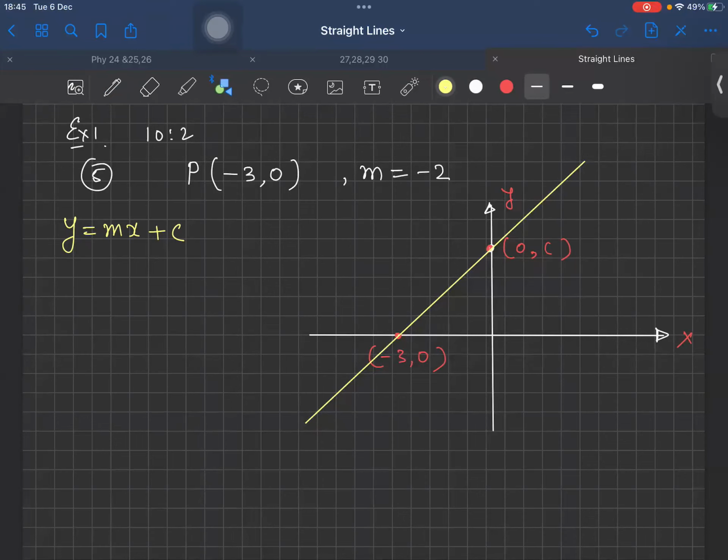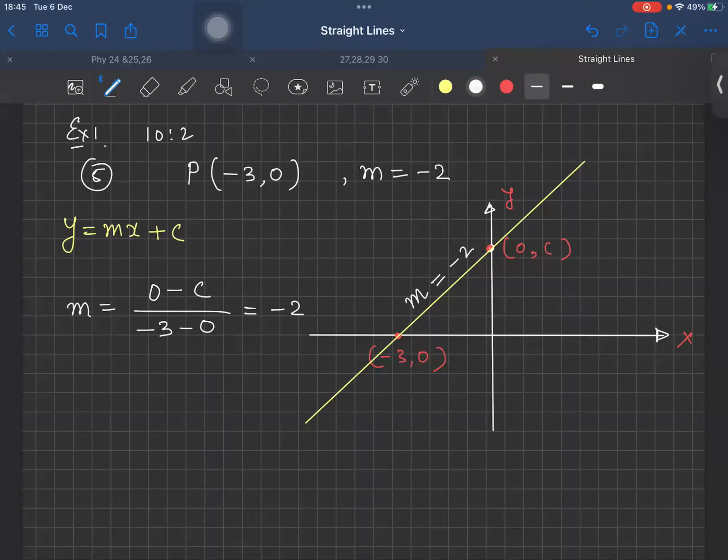Okay, so this is the line. Now the slope of this line is also given. How much is the slope? It is -2, right? How do we find the slope of a line? If we know 2 coordinates, how do we write it? M is equal to y2 minus y1, so 0 minus C upon x2 minus x1, right? So -3 minus 0. And this value is given as -2.